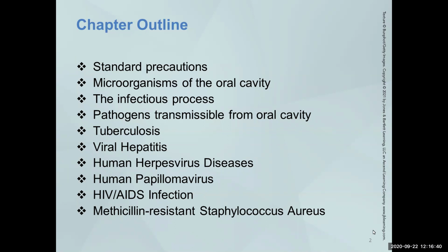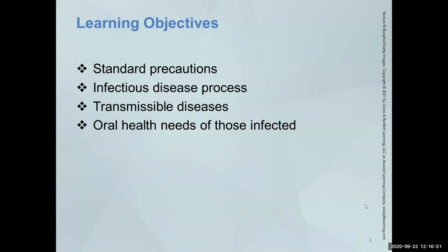So let's get going, okay? Standard precautions, okay, we're going to be talking about first. This is our chapter outline, which just takes all the headings and goes through them. Our learning objectives, this is what you can use to know what you're going to be tested on. You have to know what standard precautions are and the difference between standard precaution and universal precautions. You need to know the infectious disease process and all the components of it.